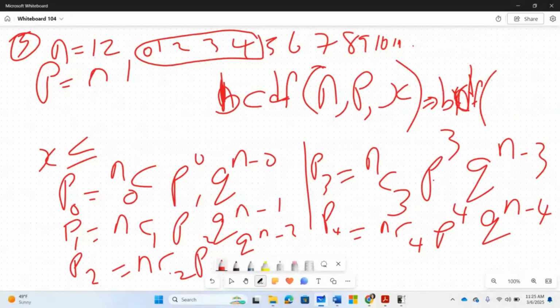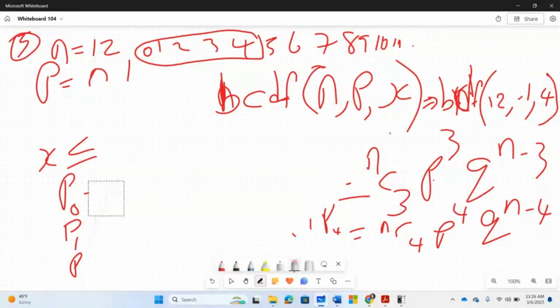What is N? N is 12, comma, success is 0.1, and the random variable is 4, starting from 4 down. So I'll pull up my calculator and calculate that.